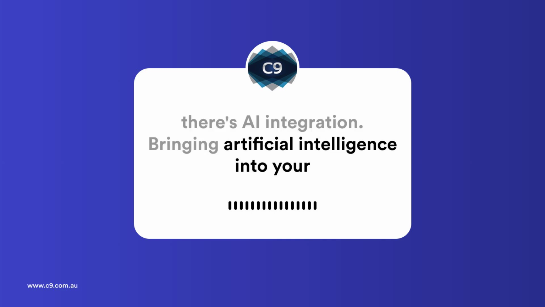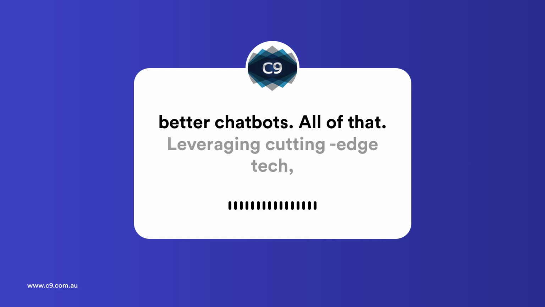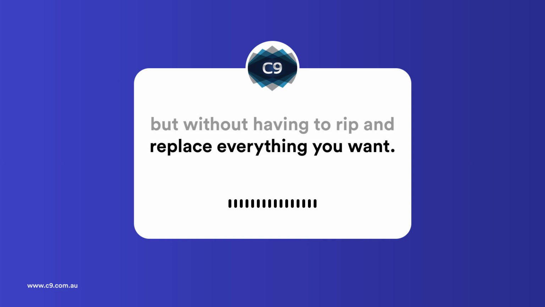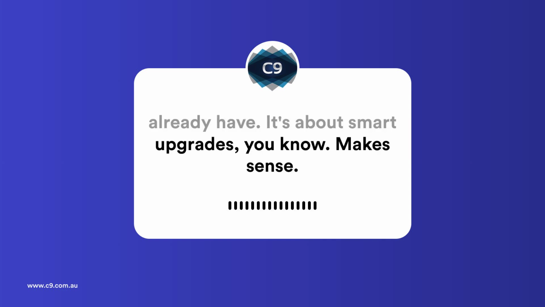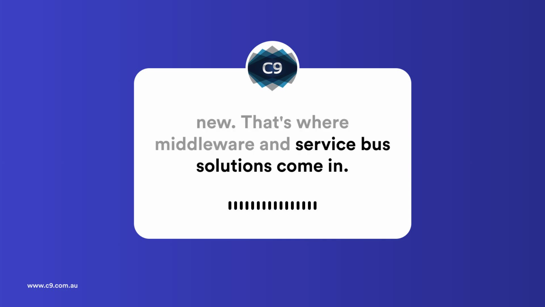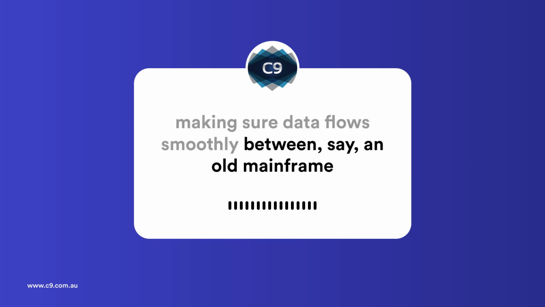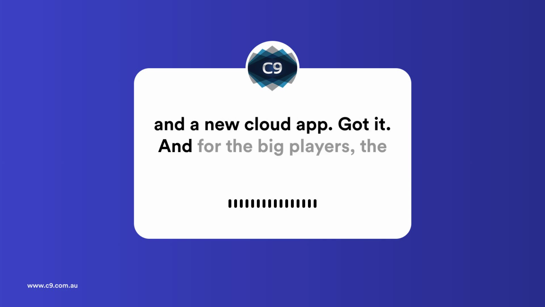And then there's AI integration, bringing artificial intelligence into your existing systems for smarter analysis, predictive trends, and better chatbots. All of that, leveraging cutting-edge tech without having to rip and replace everything you already have. It's about smart upgrades. And for connecting really different systems, old meets new, that's where middleware and service bus solutions come in. They act like intelligent translators and traffic controllers, making sure data flows smoothly between, say, an old mainframe and a new cloud app.